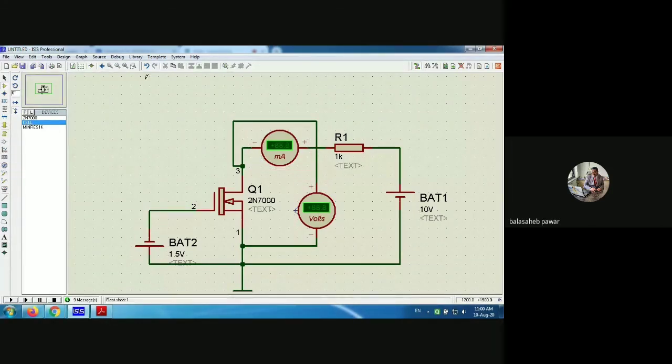What did we do? We kept the output voltage constant, that is 10 volt. We changed the input voltage, that is VGS, from 0 to 1.5, and what did we observe? We observed the change in output current. Is it clear now?